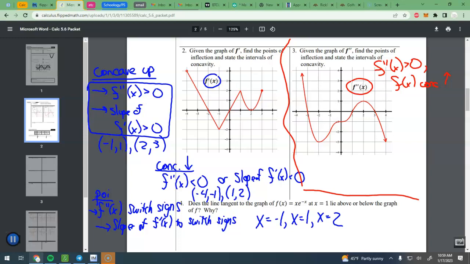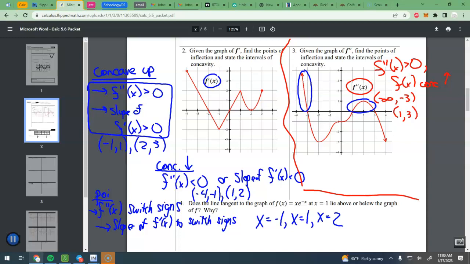That's a true statement. That's like the definition of concave up. And where does that happen on this graph? It's from negative infinity to negative 3 and 1 to 3. So this part here, the y values, which represent f double prime, are positive. When f double prime is positive, that means concave up.